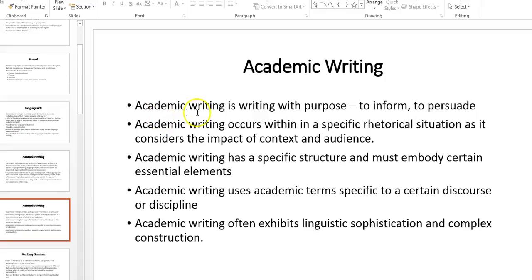First and foremost, academic writing is writing with purpose. Now, of course, you may think, well, that pretty much describes all writing. We all write with purpose. When you write a text, you have a purpose for composing that text. Maybe you want to tell your friend to meet you at this specific place at 8 o'clock, or you want to tell your spouse that you'll be running late, because you have to stay an extra hour at work or whatever.